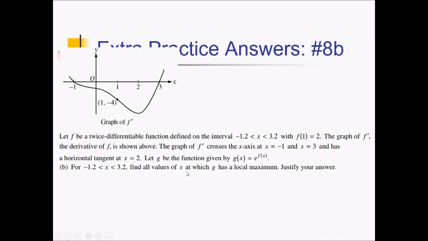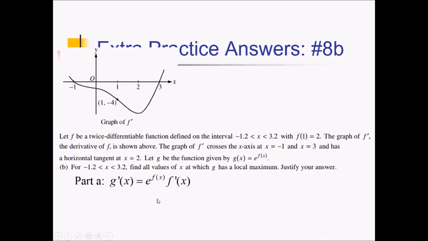For this part of the problem, they want us to find all x values on this interval where g has a local maximum. Now, to do this, we have to figure out where g prime is changing from positive to negative. And g prime, remember, from part A was really just e to the f of x times f prime of x. So we're going to have to do a little bit of sign analysis with this.